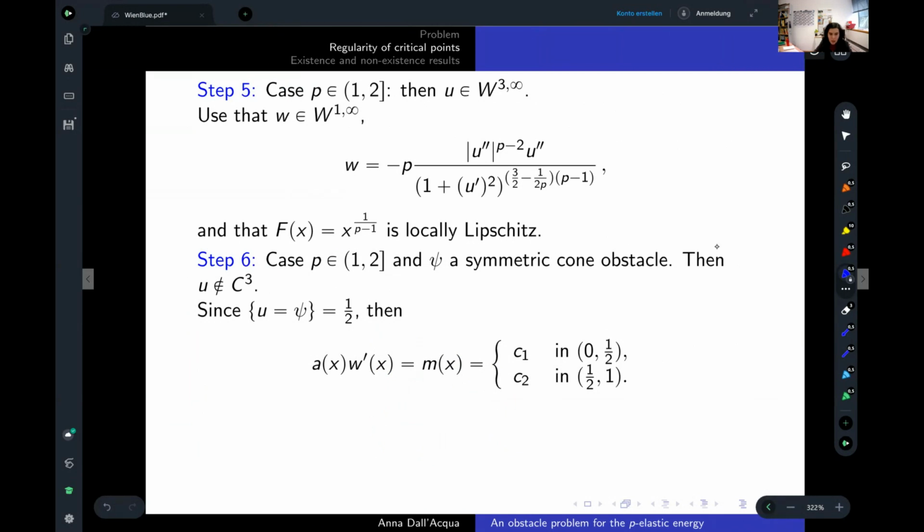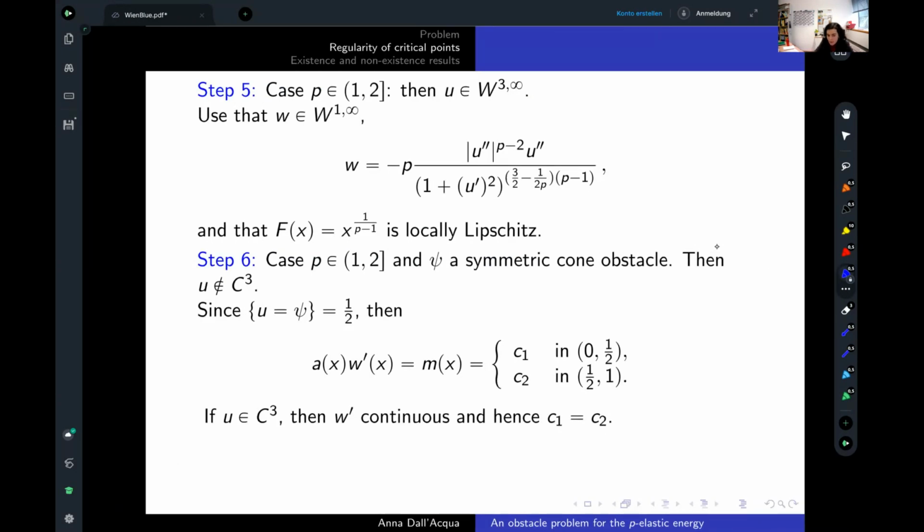Why is that? Since we have a cone, the point where the critical point will touch the obstacle will be at the tip of the cone, the point 1/2. Then the measure that gives the right-hand side of the differential equation supports only the point 1/2. So we have that A times W prime is equal to a function m that is locally constant where we don't touch the obstacle. That means it is equal to a constant C1 in the interval (0, 1/2), and then possibly another constant C2 in (1/2, 1).